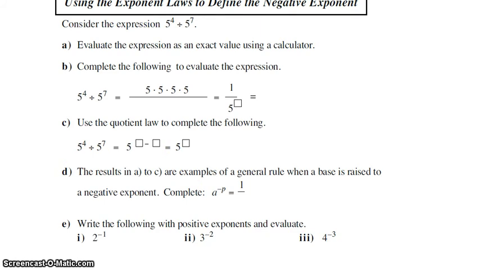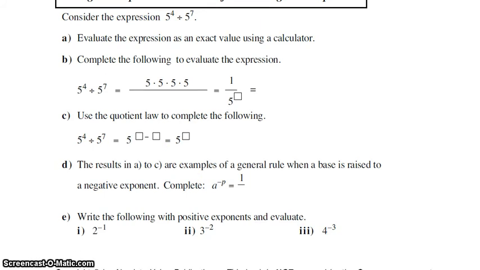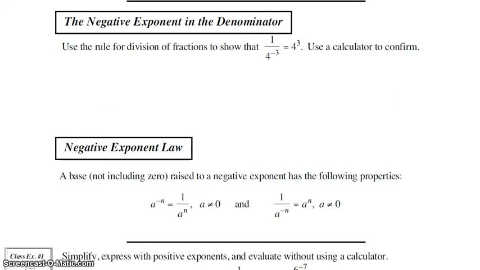Okay, so move on. Next page. Negative exponent in the denominator. What if I have 1 over 4 to the negative 3? It says here, use a calculator to confirm. Basically, if you try it in a calculator, you find out this is equal to 64. So they are equal to each other.